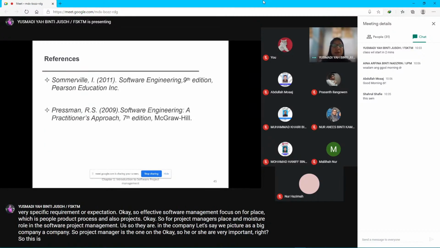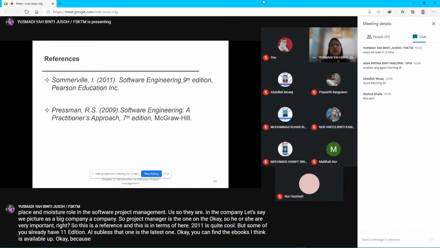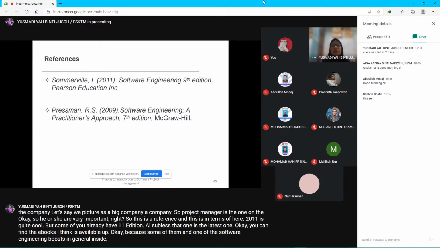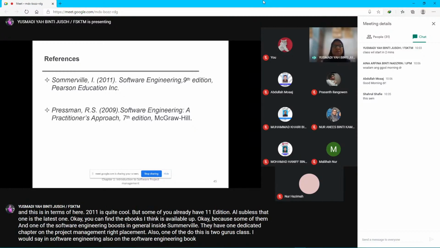So this is a reference. It is from 2011, which is quite old, but Sommerville already has an 11th edition, which is the latest one. You can find the e-books; I think they are available. Sommerville is one of the general software engineering books, and inside it there is one dedicated chapter on project management. Pressman is also one of the two gurus, I would say, in software engineering, with his own software engineering book.